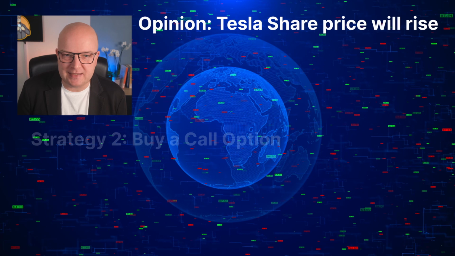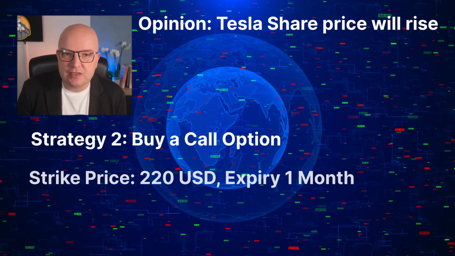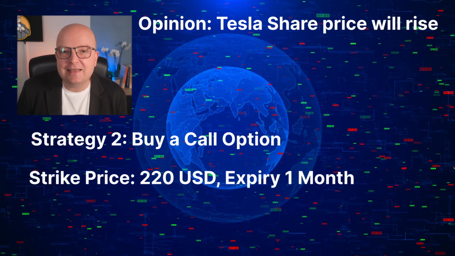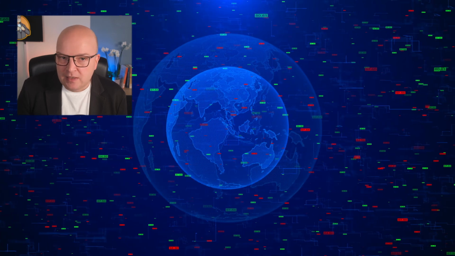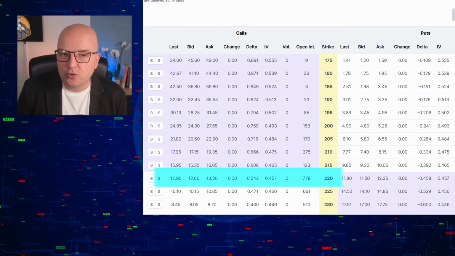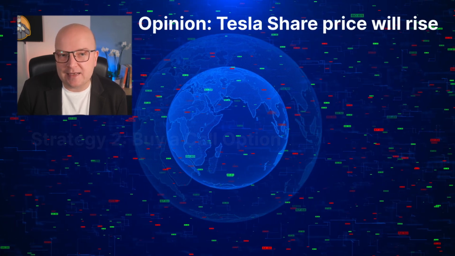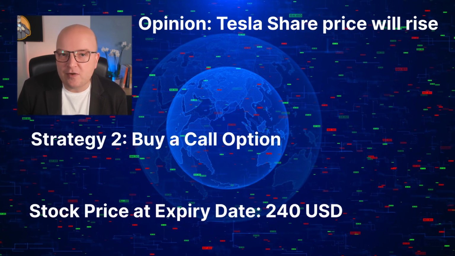However, instead of buying the stock directly, we could also buy a call option on Tesla that, for example, gives us the right, but not the obligation, to buy the Tesla stock for $220 until the expiry date of the option one month down the road. For an option like this, we currently would need to pay $12.90, so in total $1,290.